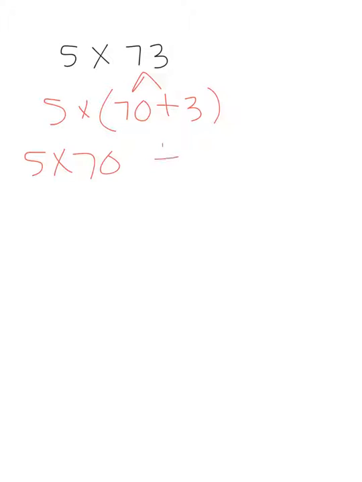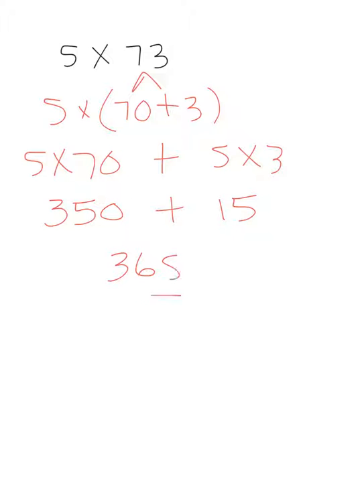5 times 73. Why don't you go ahead and pause and see if you can figure out what to do here. 73 would be 70 plus 3. Going to multiply it by 5. 5 times 70 plus 5 times 3. 7 times 5 is 35, so we have 350 plus 15 is 365.